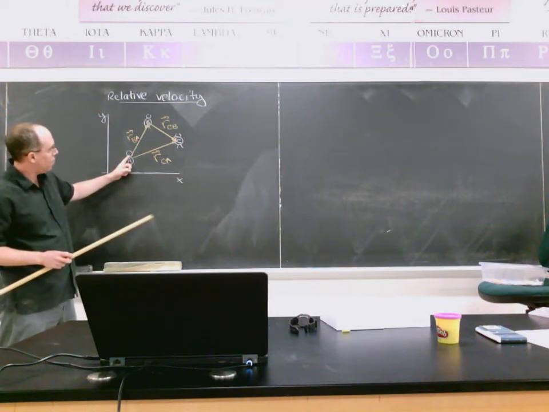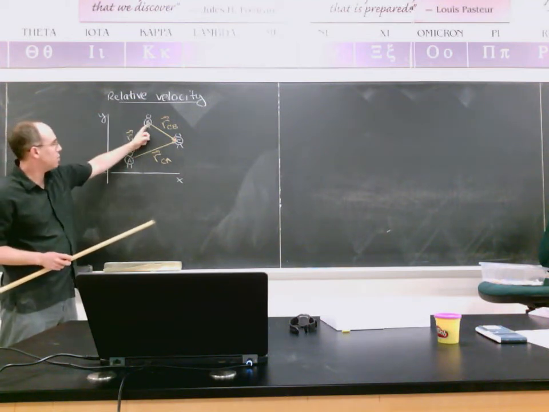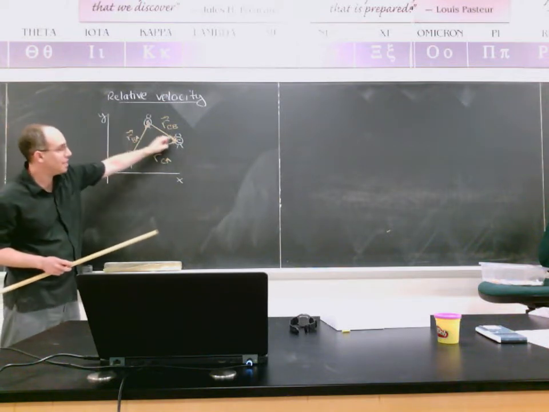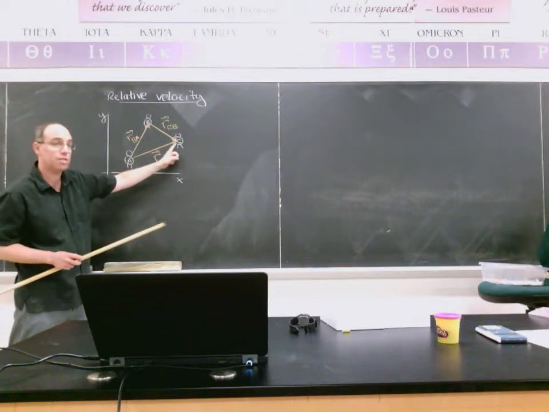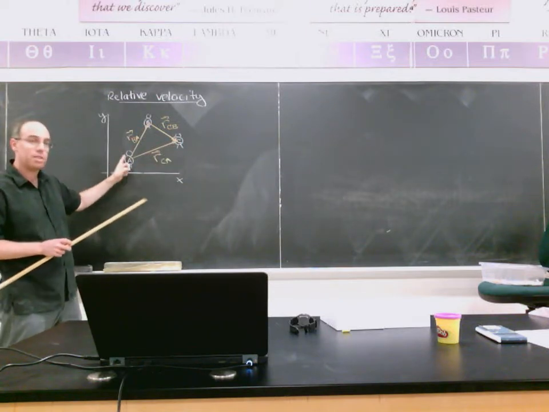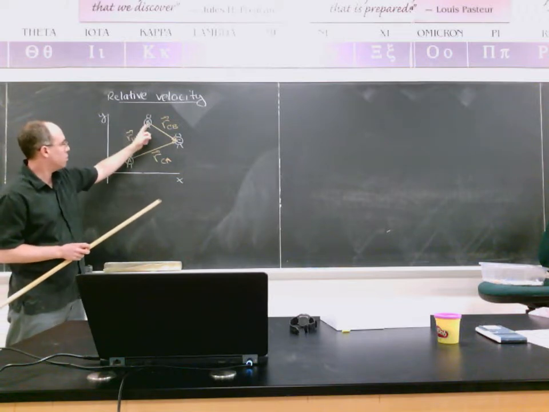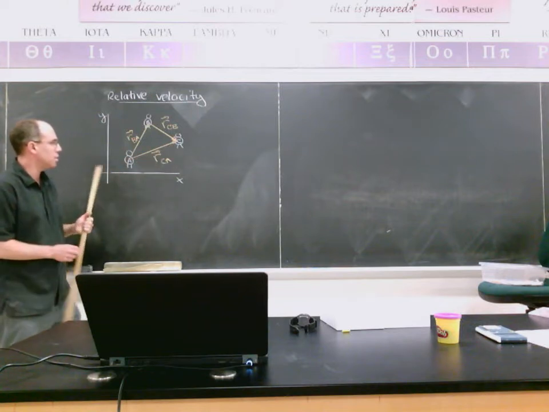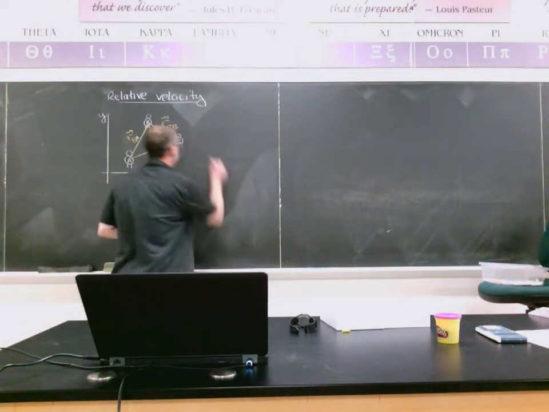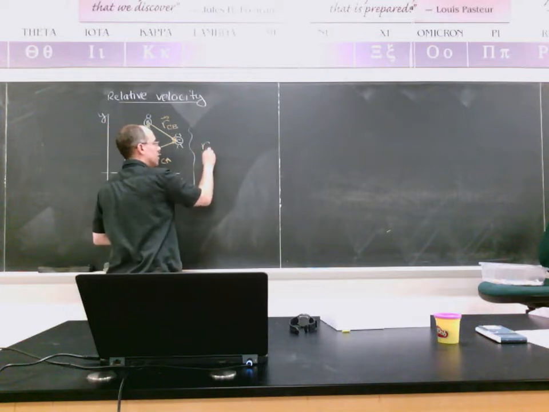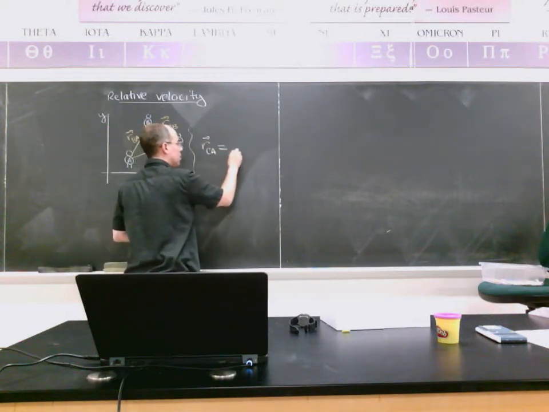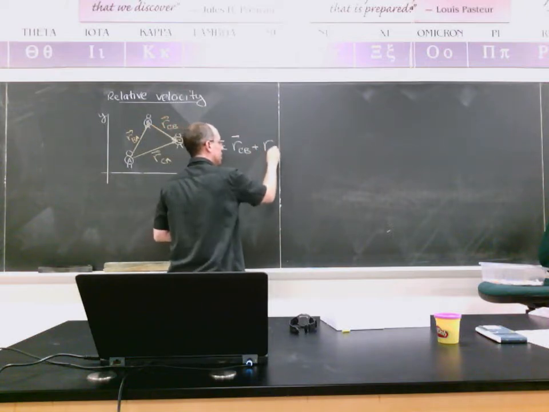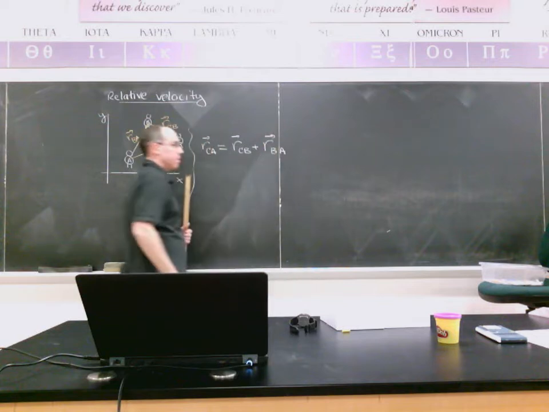Notice that we can look at position of B with respect to A and position of C with respect to B as if they're being added tip to tail here to give us the position of C with respect to A, right? So thinking about how tip to tail addition works, position of B with respect to A plus position of C with respect to B give us position of C with respect to A. Let's write that. We have position of C with respect to A equals position of C with respect to B plus position of B with respect to A. Okay?